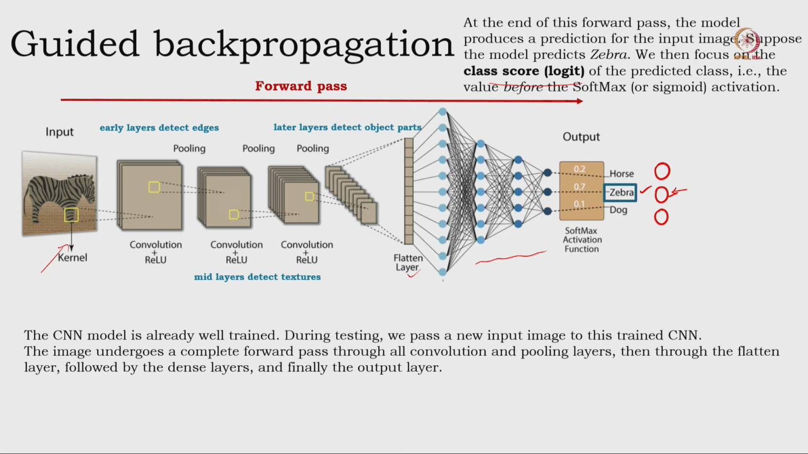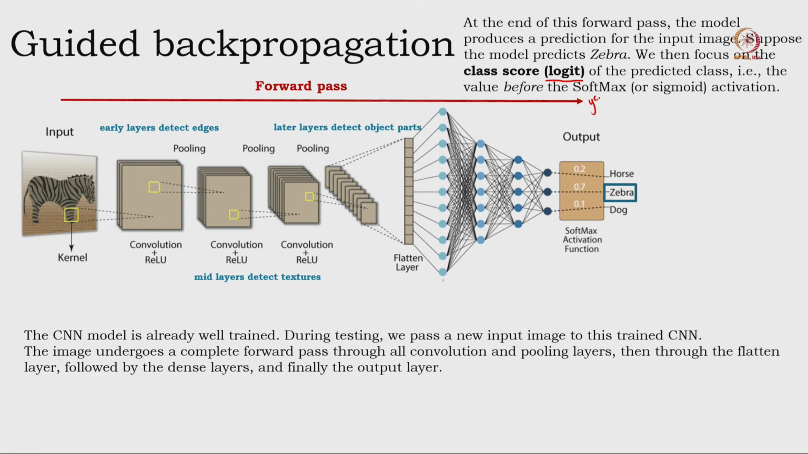What exactly is the logit here? It is the value before we pass it to an activation function. So, the logit is a value before activation, and here the activation that we have used is softmax, because of the multi-class classification problem. We are interested only in this logit, that is the predicted class and that particular score, and we denote it as YC.